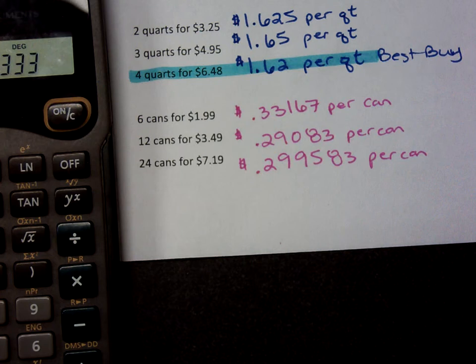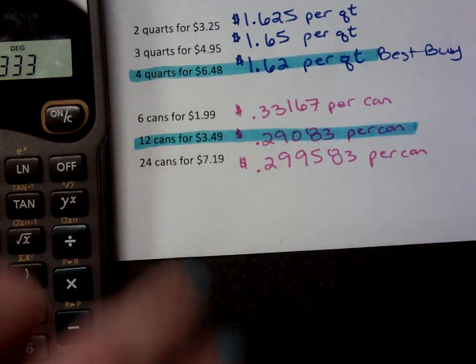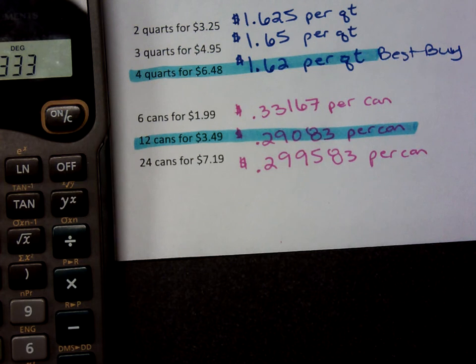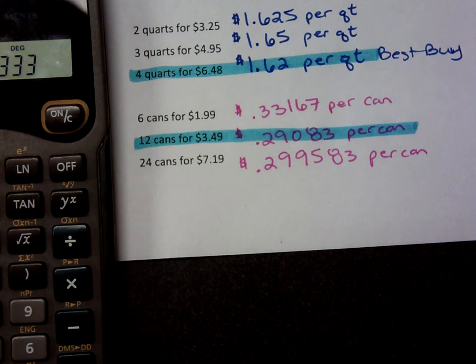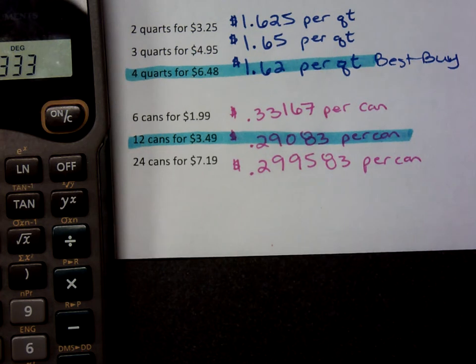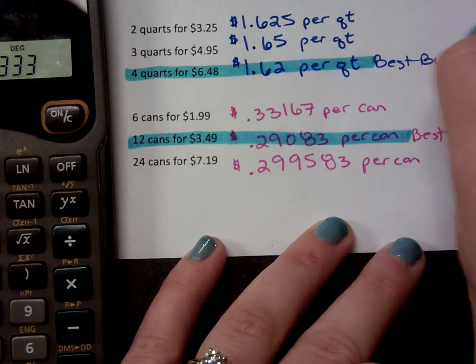So here, 12 cans for $3.49. We tend to think of buying in bulk, like at Sam's. The more you buy, the less it costs, which is sometimes true, but sometimes things go on sale. You actually save more money buying the smaller amount. So that's where unit rates can really help us make the best buy.